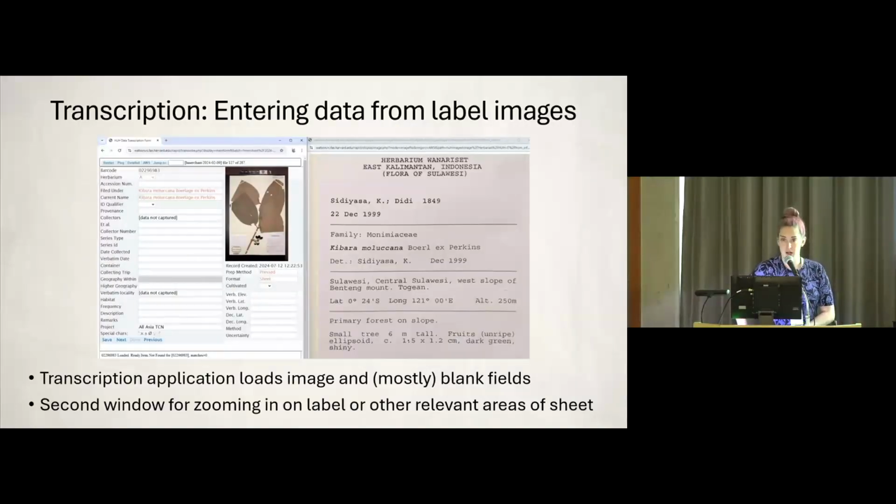Our transcription application is web-based and was also designed in-house. When we first log into this app, a drop-down list of batches appears with the digitizer's name, and you pick your own, obviously. Selecting a batch opens up 2 browser windows. One is a mostly blank transcription form with an image thumbnail, and the second is a zoomed-in view of the specimen image. And anywhere you click on the thumbnail will appear larger in the second window, so this is used for getting a closer look at the label or any other relevant parts of the sheet.